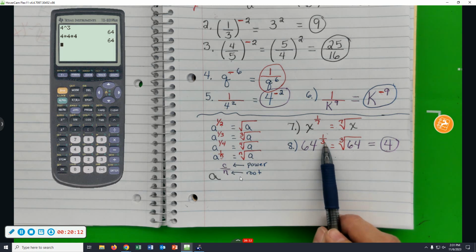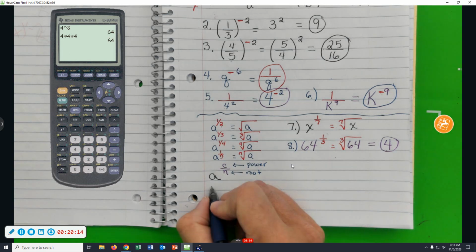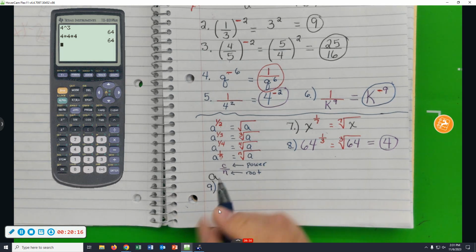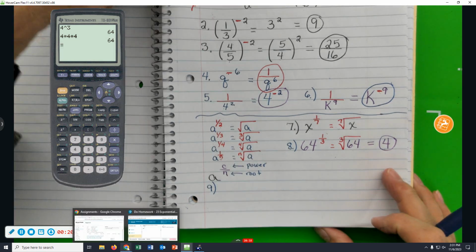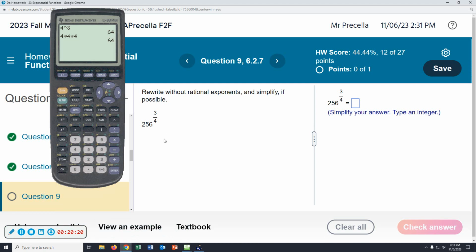So what was that number 9 that you had written there? That was showing 256 to the 3/4 power.